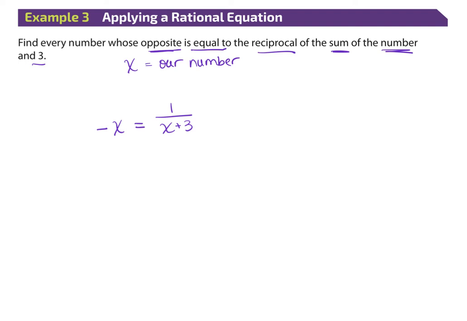Just break it down. Now, what do we have? We have a rational, right? What's my common denominator here? Well, my only denominator is x plus 3. So I need to multiply both sides by x plus 3.